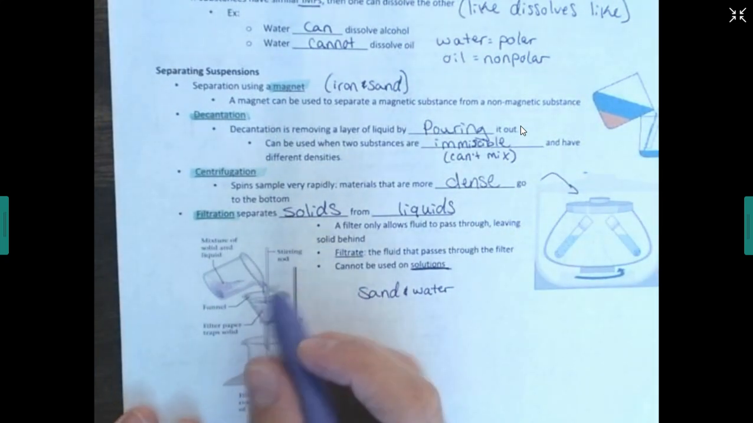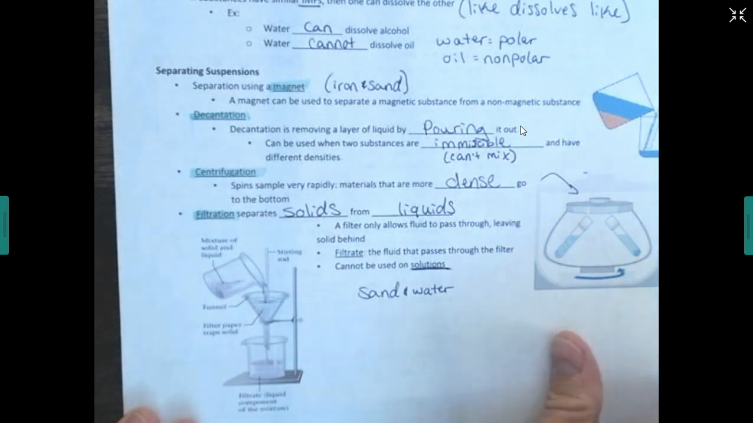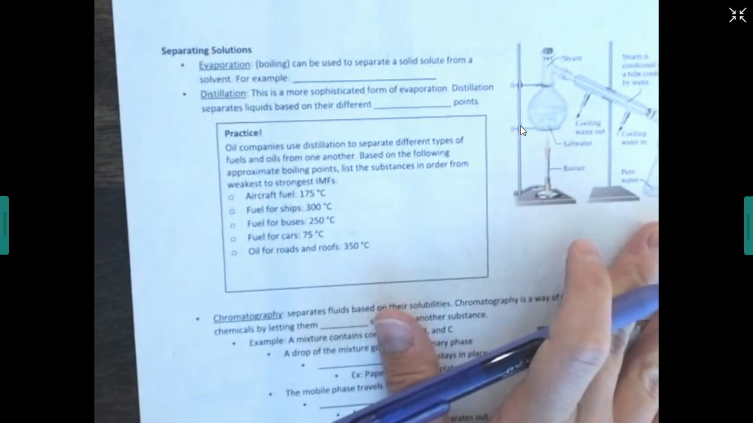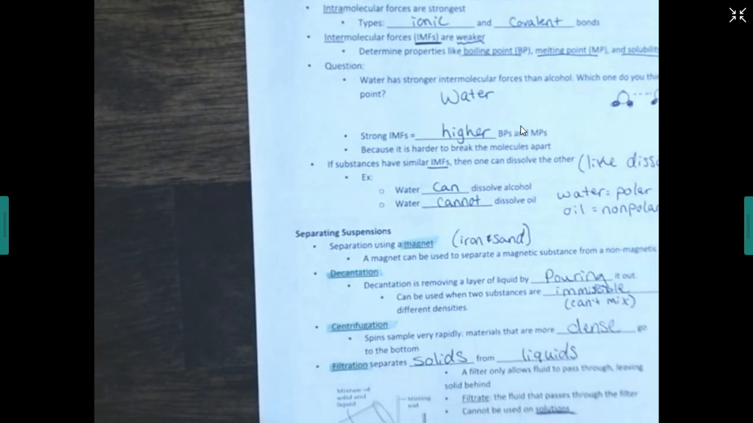So here's a picture. You have your mixture in here. You put some filter paper in this funnel. You pour it through, and the nice clean water is going to drip through the filter paper, while the sand will get trapped behind in the filter paper. And the water that comes out, that's called your filtrate.